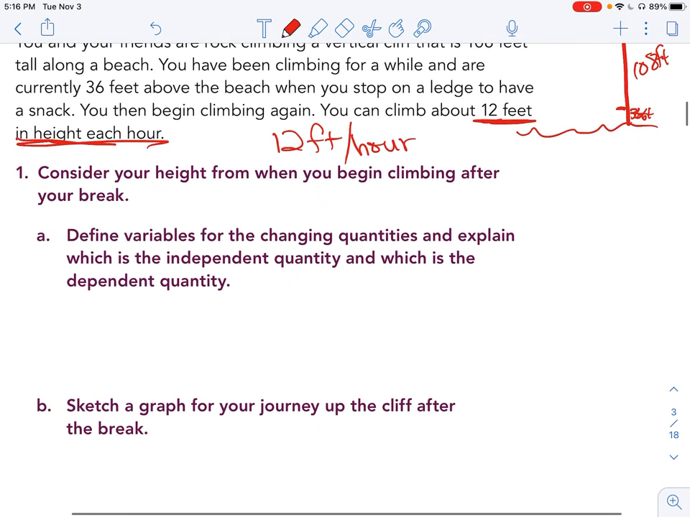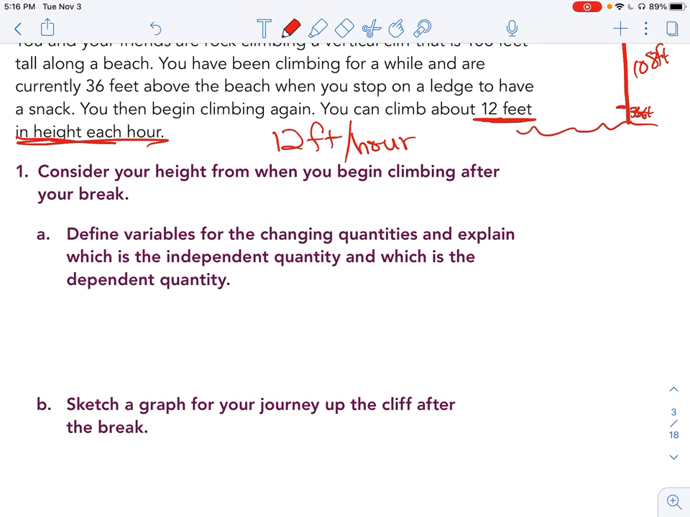So consider the height from where you begin climbing after your break. So we're starting at 36. Okay, so we're starting at 36 and we're going at 12 feet per hour.